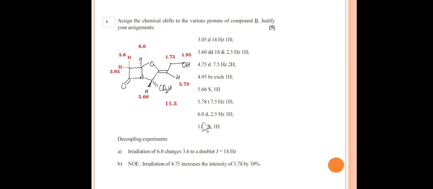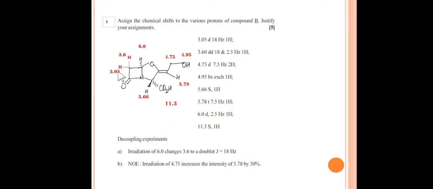Now let's go for the decoupling experiment. The decoupling experiment shows that irradiation of the 6.0 ppm proton will change the 3.6 ppm doublet of doublets to a doublet. So 3.6 was previously a doublet of doublets, but if we irradiate the proton at 6 ppm, it shows only a doublet of 18 Hertz.